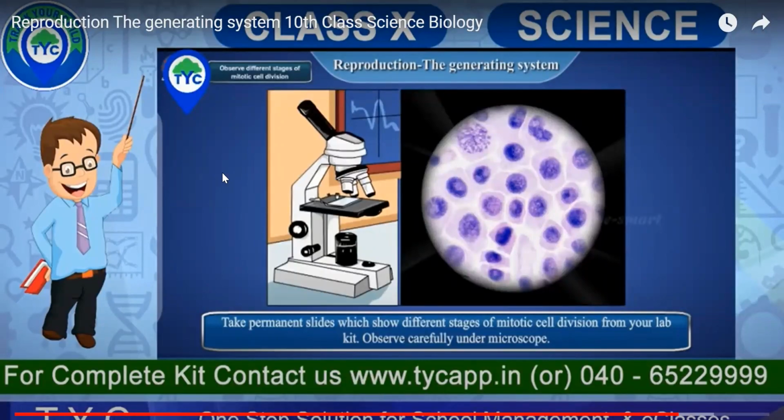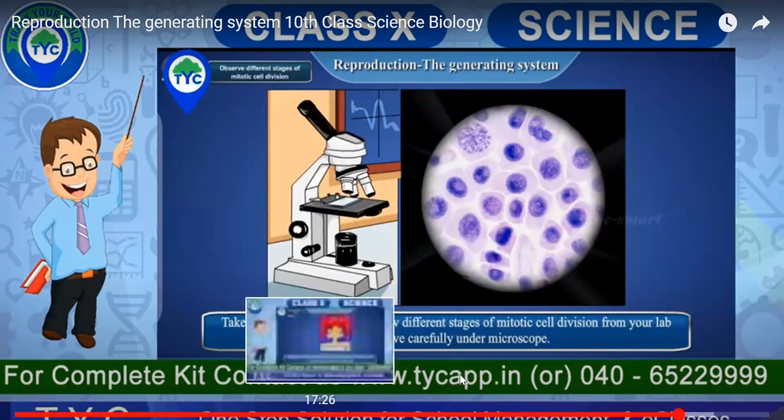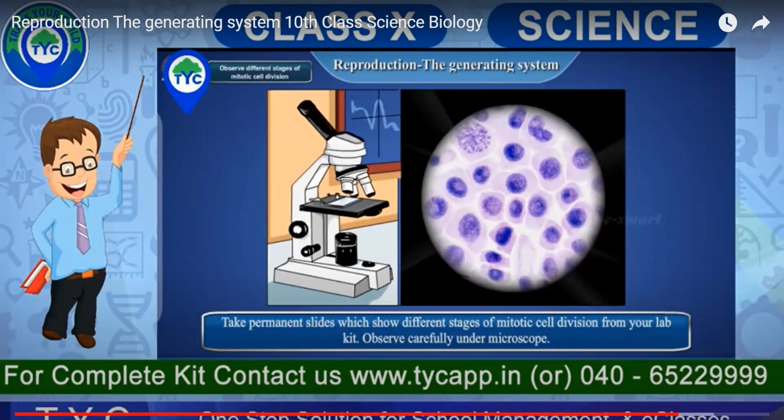Would anybody like to tell me what are the four stages of the mitotic division? Unmute and tell me the four different stages of the mitotic division. Prophase, metaphase, anaphase, telophase. Yes, very good.